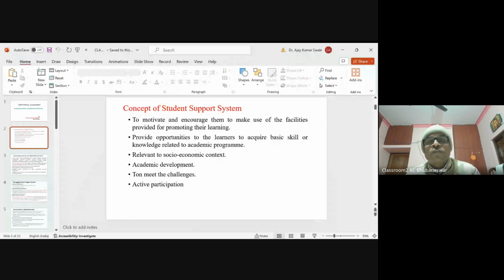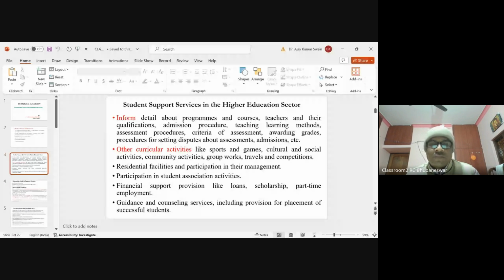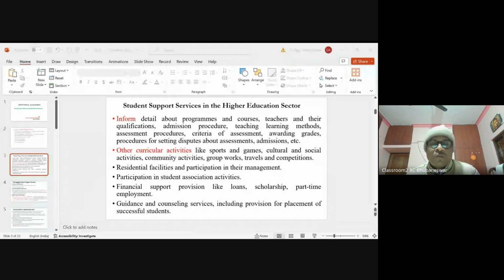So another is student support service in the higher education sector. What are the different student support services in higher education sector? One is information and detail about programs and courses. Now you are the students of MA in education. How many papers are there? How many papers in first year? How many papers in second year? Which paper carries how much credit?